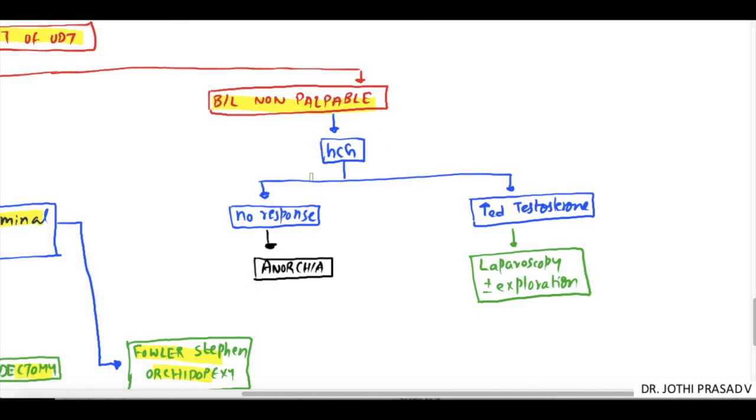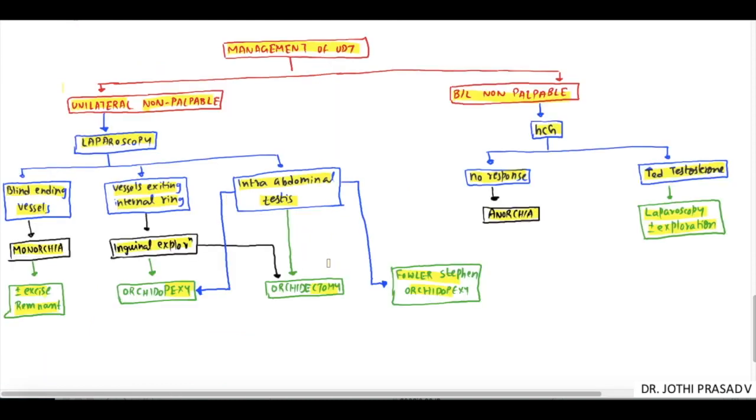Coming to bilateral non-palpable testis, initially beta-HCG stimulation test is done, and when there is no response to this test, it is diagnosed as anorchia and no further management. When there is increased testosterone in response to this test, it is suggestive that the testis is somewhere and further laparoscopy and exploration is needed. Thus, this shows the gist of entire undescended testis management.